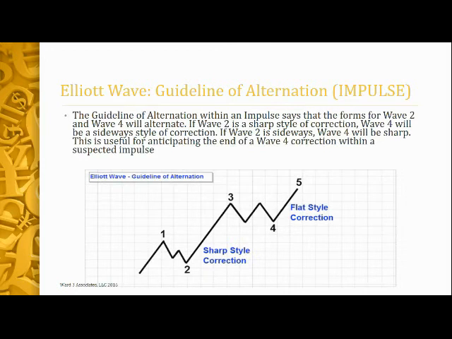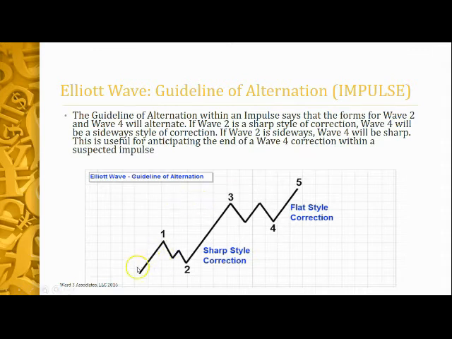The guideline of alternation within an impulse wave. This says that the forms of wave 2 and wave 4 will alternate. If wave 2 is a sharp style correction, wave 4 will tend to trade sideways in a consolidation. If wave 2 is a consolidation or a sideways correction, wave 4 will be a sharp and steep correction. Now this is useful for anticipating the end of a wave 4 correction within a suspected impulse.